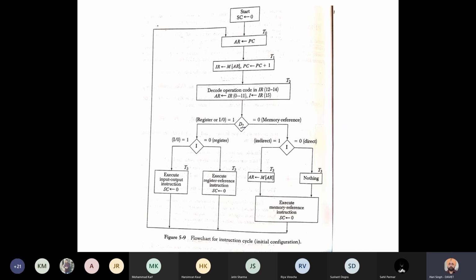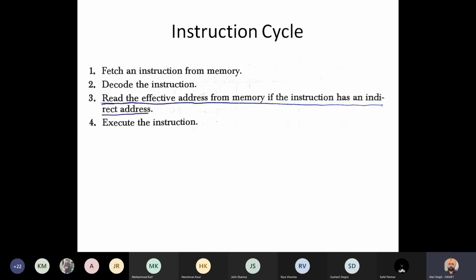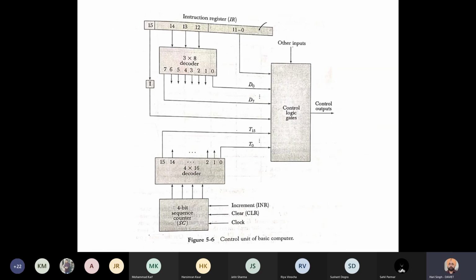Okay, then if D7 bit is 1, then there can be 2 types of instructions. One is instructions related to registers or instructions related to input-output operations. Okay, further it is decided by I. If I bit is 0, then the instruction will be related to registers, and if it is 1, the instruction will be related to input-output operation. So let us move back to the block diagram. Okay.